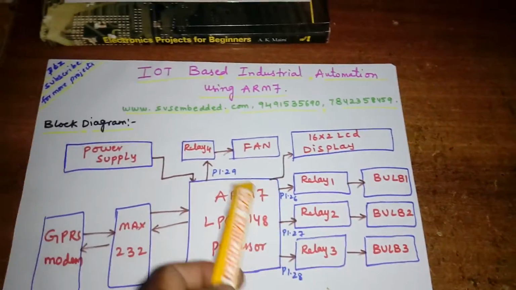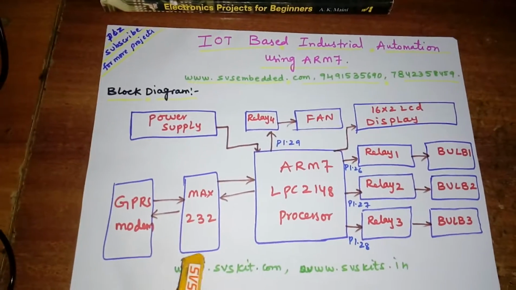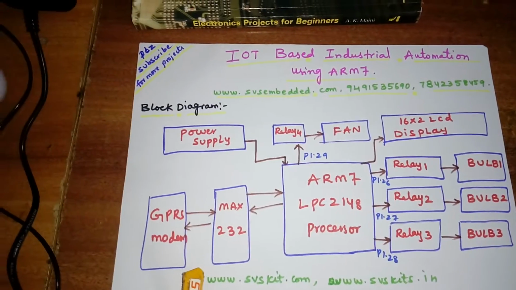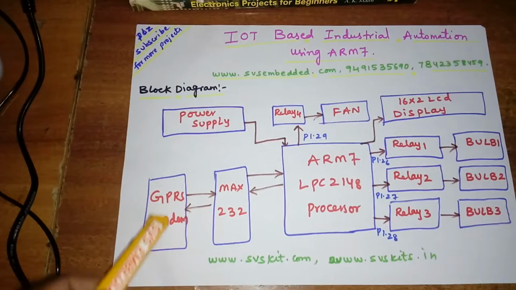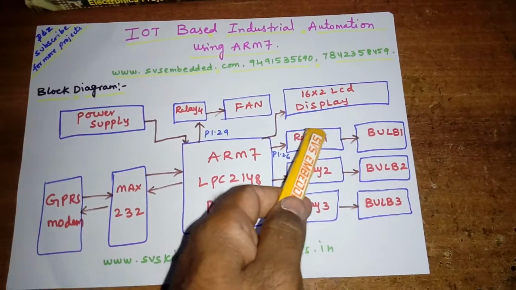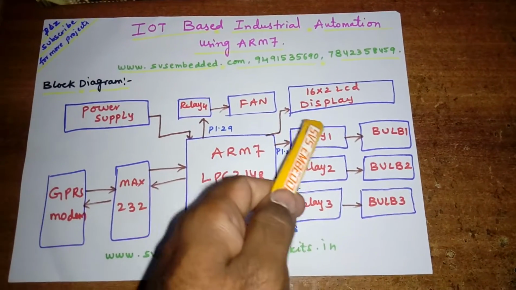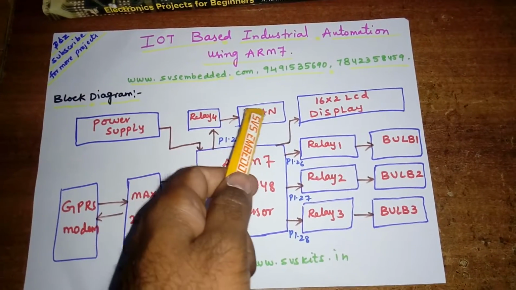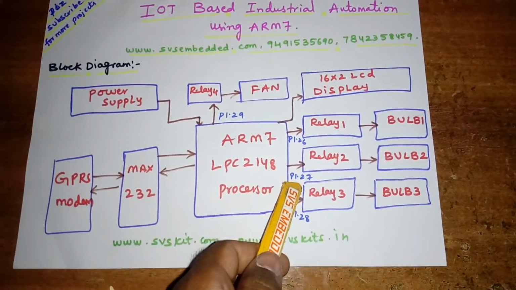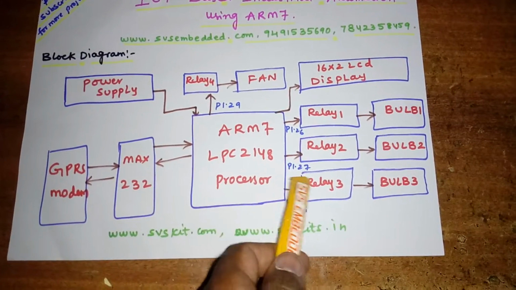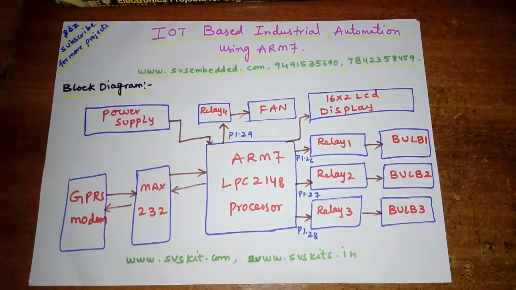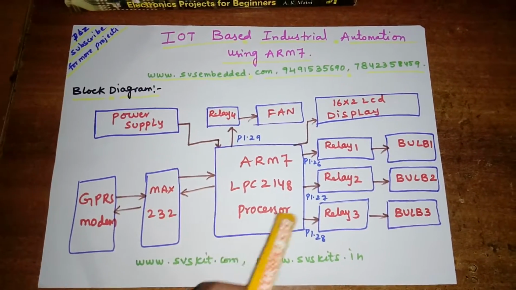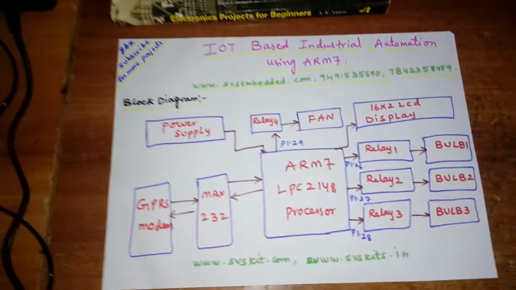I'm using three AC bulbs and one DC fan. Here I'm using a GPRS modem, the SIM900A, and I am enabling the GPRS. These are the AC appliances: relay 1, relay 2, relay 3 and relay 4, on P1.16, P1.26, 27, 28, 29. And this is a 16x2 character LCD display, where whatever process is going on should be displayed.